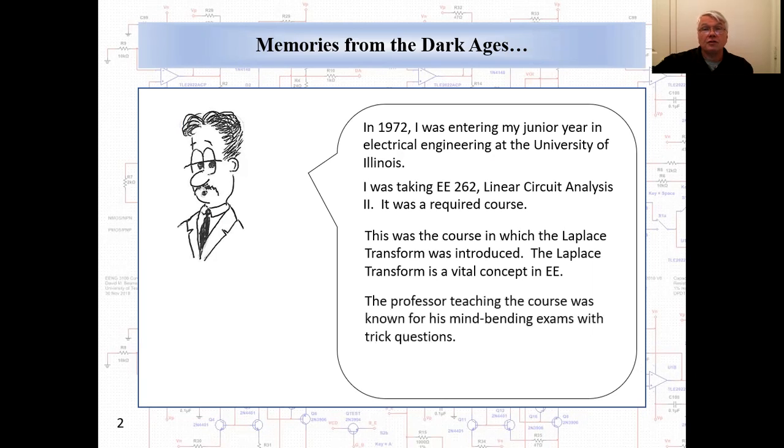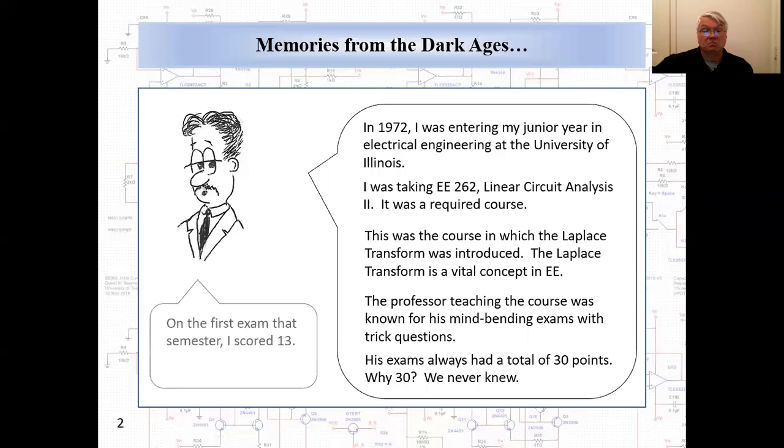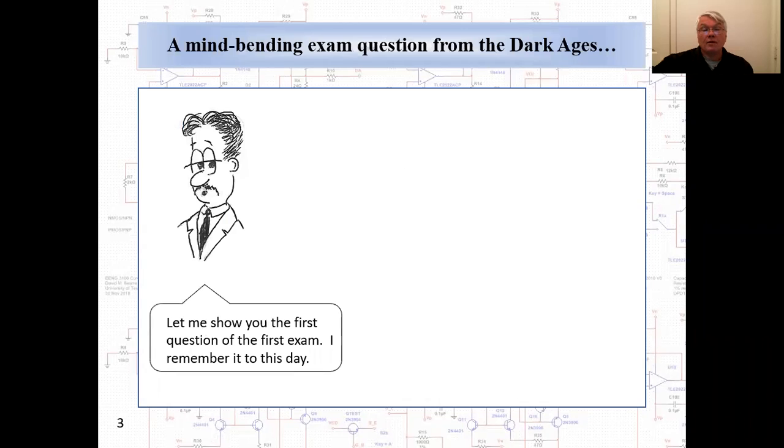The professor teaching the course was known for his mind-bending exams with trick questions. The exams always had a total of 30 points. Why 30? No one knew. On that first exam that semester, I scored 13, and that was enough to earn me an A. Okay, let me show you the first question on the very first exam. I remember this question to this day.